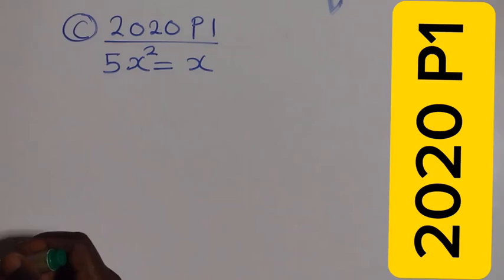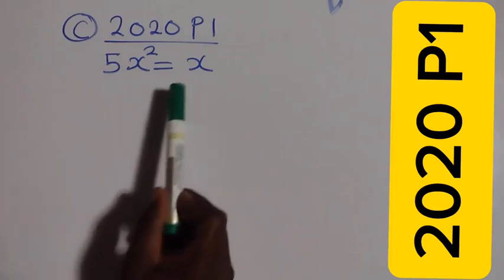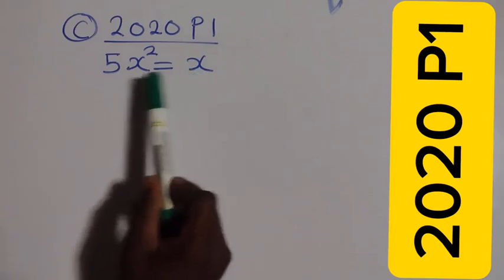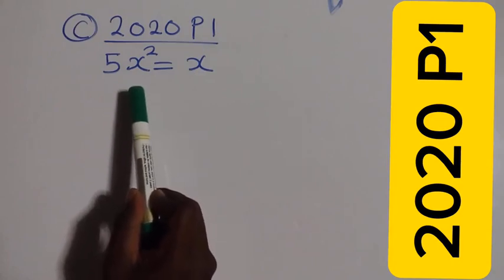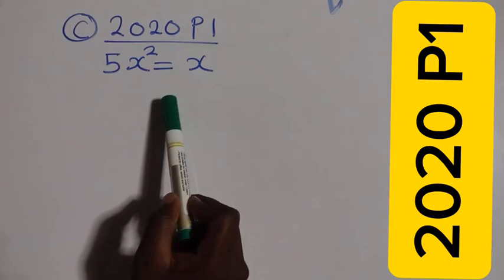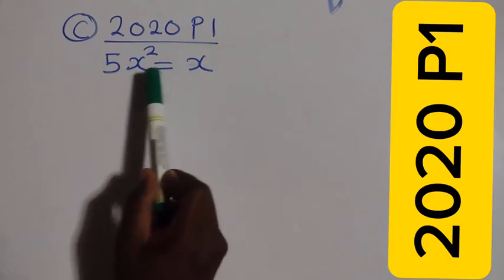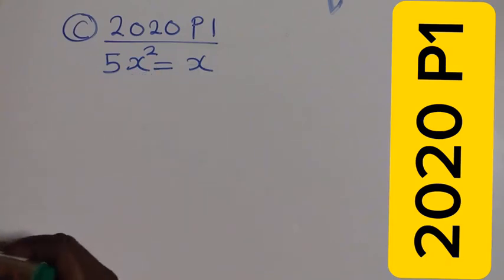The first thing you need to do is get this x to the left hand side. Don't make the mistake of dividing by x, because we have seen that here there is x and here there is x. Don't make that mistake.